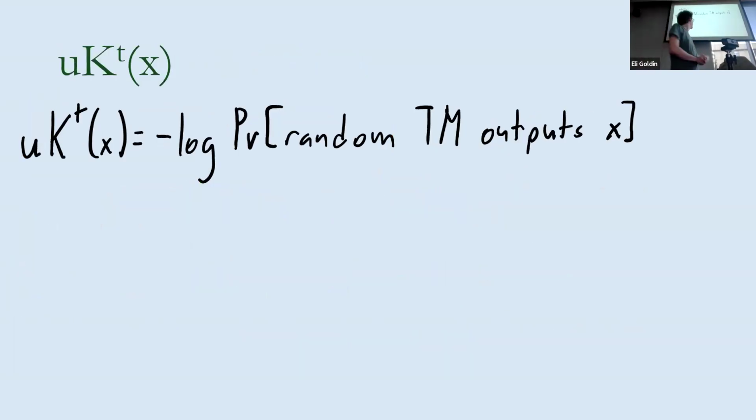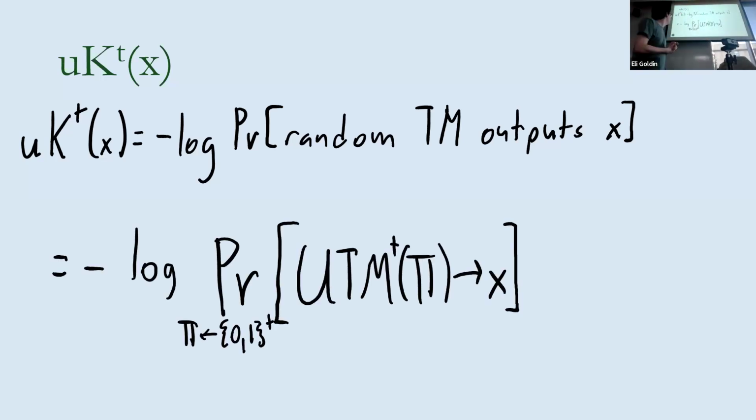This related metric is something called UKT of X. Essentially, universal probability is the most related thing. Informally, it's going to be the negative log of the probability that a random Turing machine outputs X. A little bit more formally, you could consider the experiment where you take a random Turing machine as a description, some random string of length t, and then you run the universal Turing machine on that description for t steps. This will produce something, and you're looking at the probability that this distribution produces X. And that's going to be the UKT of X.